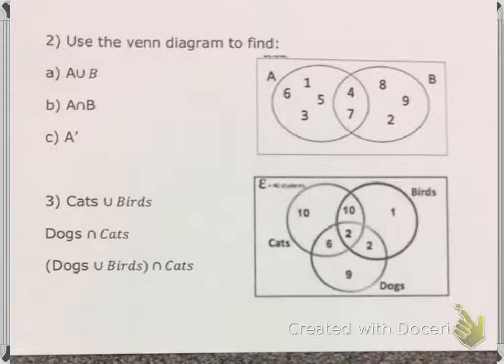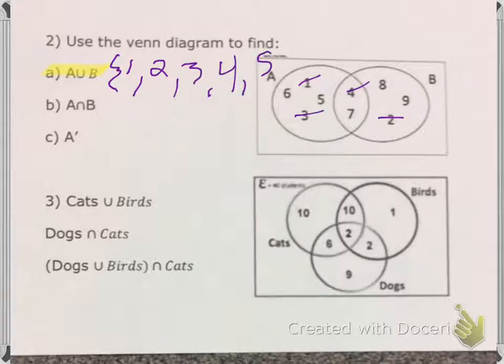All right, using a Venn diagram again to do what it asks us to do. It says on this first one right here to find A union B. Again, that's everything in A and everything in B. So we normally list those in order. So I'd have 1, 2, 3, 4, 5, 6, 7, 8, and 9 for my group.